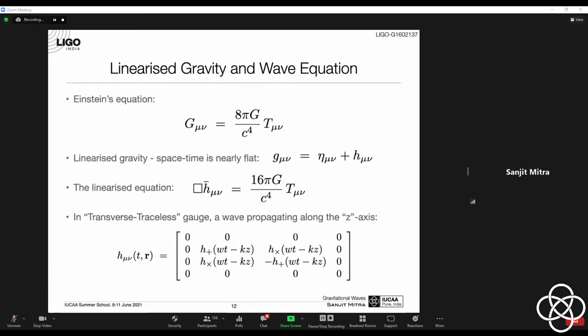The last column is zero because of the way we chose it, the z axis is along the last column. So last row and last column, that's how this becomes zero. And the first one is related to time, so that also we choose in such a way that it becomes zero. So only these four components remain.